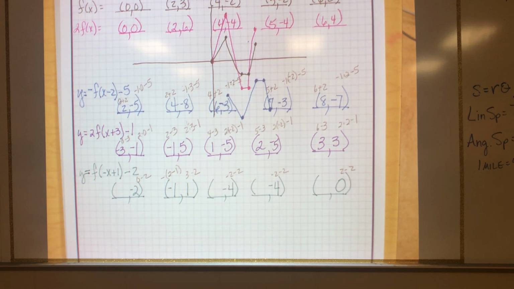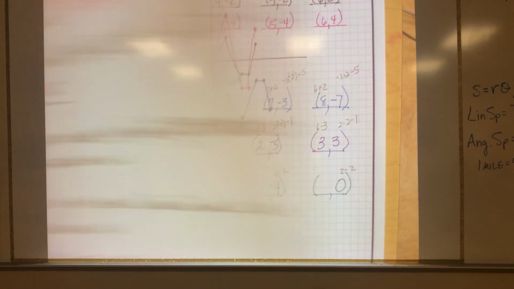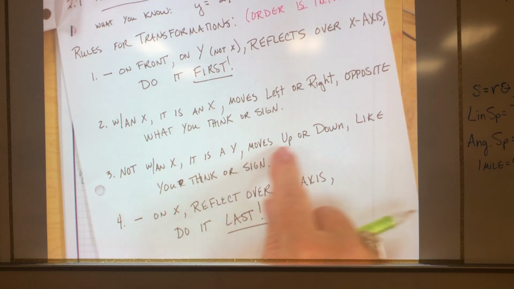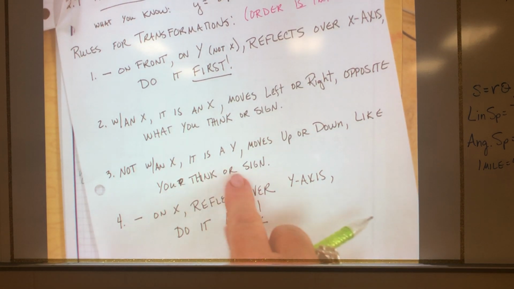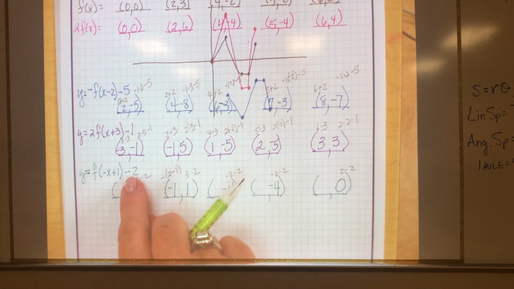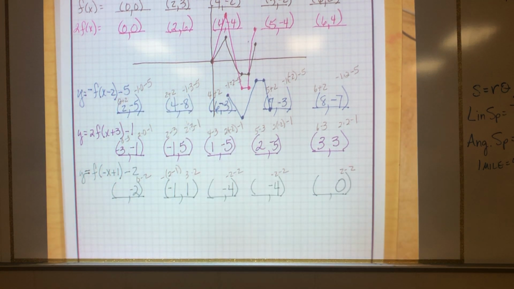I thought it would be plus 2. No, look what your rules say. Your rules say, if it's not with an X, it's a Y, and it moves up or down like you think, like the sign. So Y's do exactly what you think. If they subtract 2, you subtract 2, if they subtract 1, you subtract 1, if they add 5 or whatever, you add 5. You didn't write -2 though. Yeah, -2, -2, -2, -2, -2. That's the Y's. I just did all the Y's.